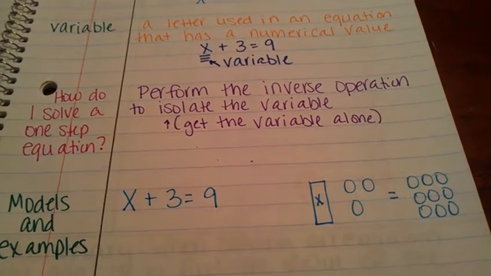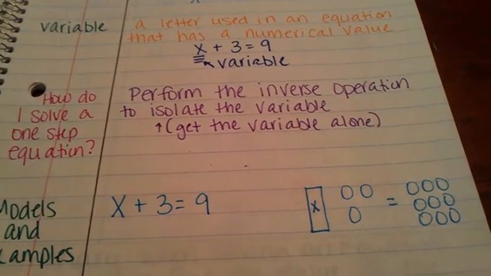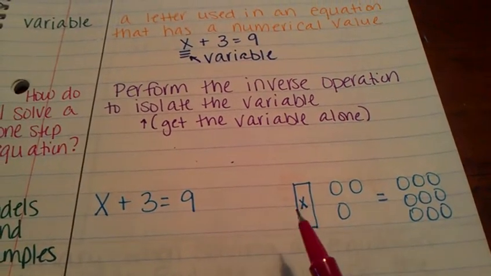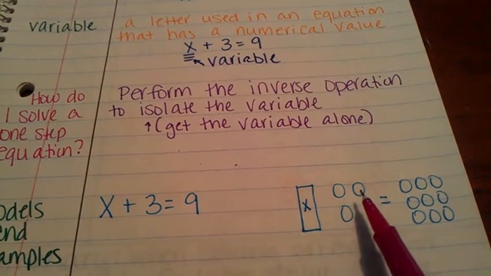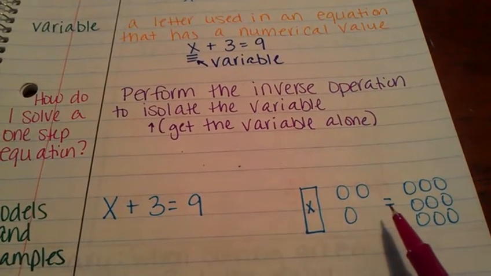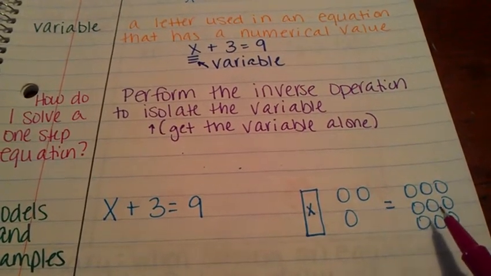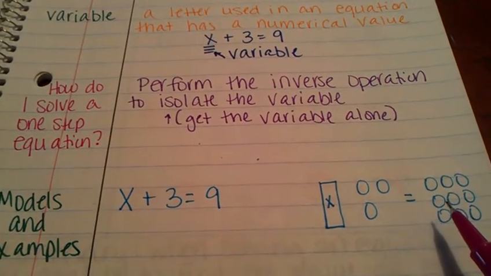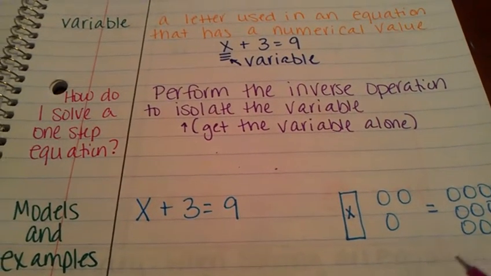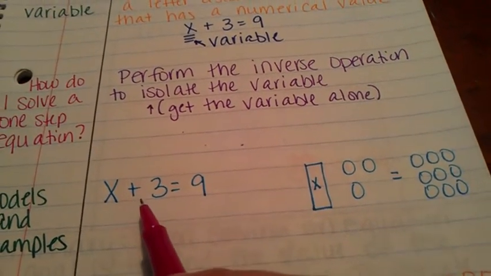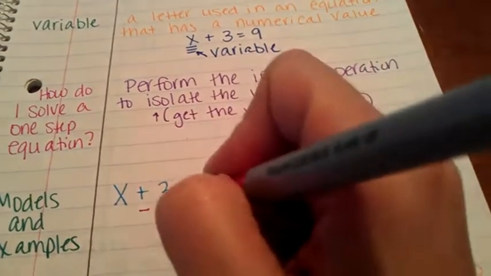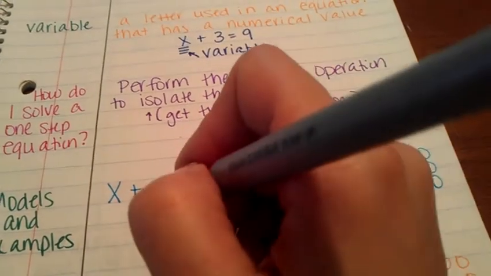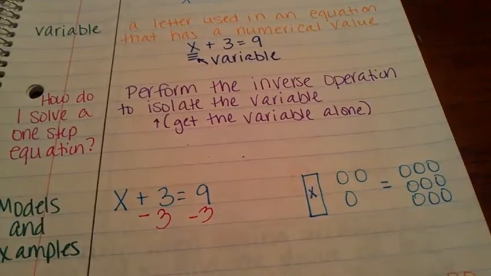So I've got this example right here, x plus 3 equals 9, and then I have it modeled. This is what stands for an x, and then we've got 3 positive integers, so x plus 3 is equal to 9 positive integers. So if we're going to perform the inverse operation, you'll see x plus 3. I'm going to take away 3 because that is the inverse operation. And you have to do that to both sides of the equation.